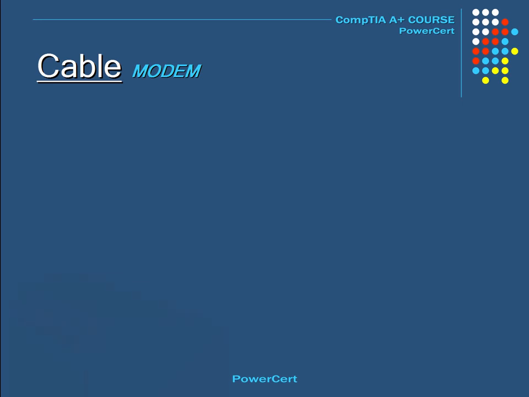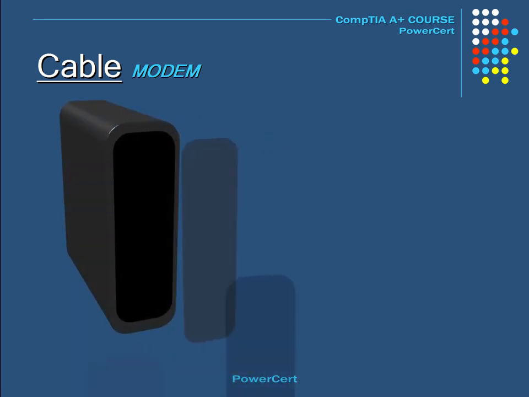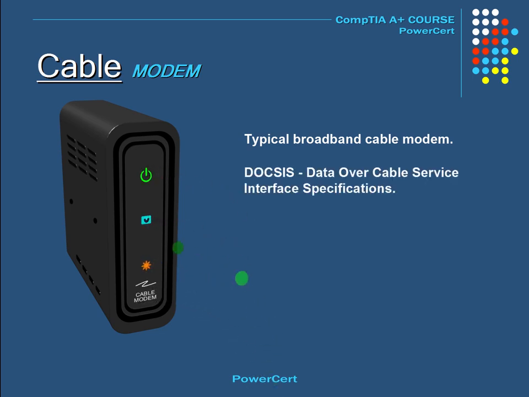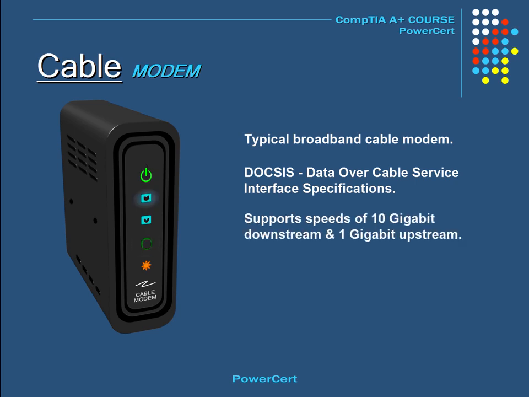Now those of you who have broadband cable internet will recognize this device. And yes, this is your typical DOCSIS cable modem. DOCSIS stands for Data over Cable Service Interface Specifications. The DOCSIS 3.1 specification supports speeds of 10 gigabit downstream and 1 gigabit upstream. The DOCSIS cable modem handles both incoming and outgoing data signals, including internet, video, and voice.